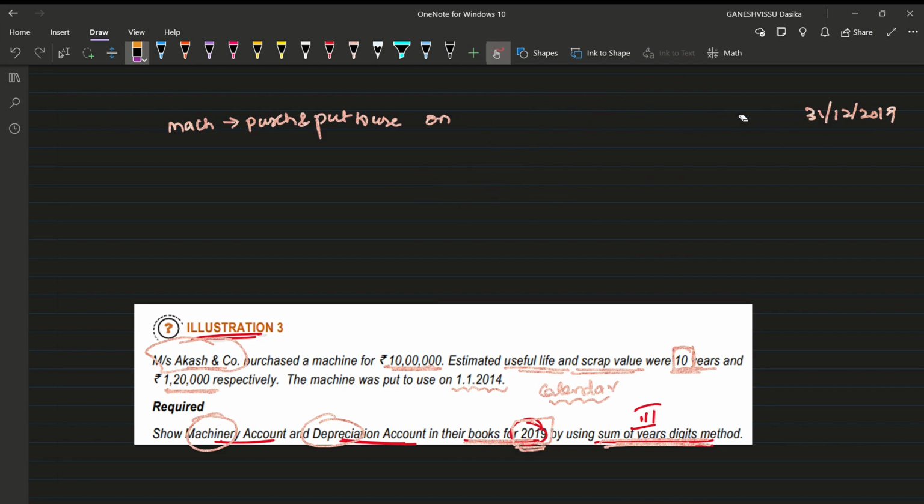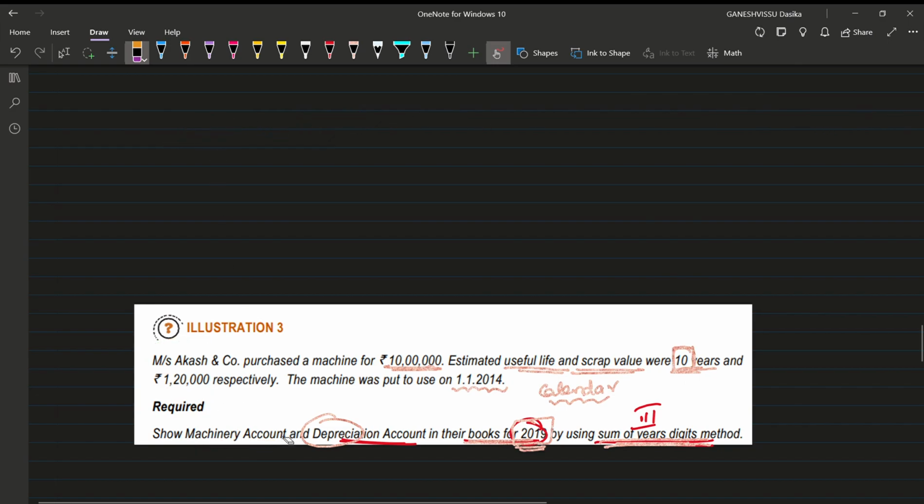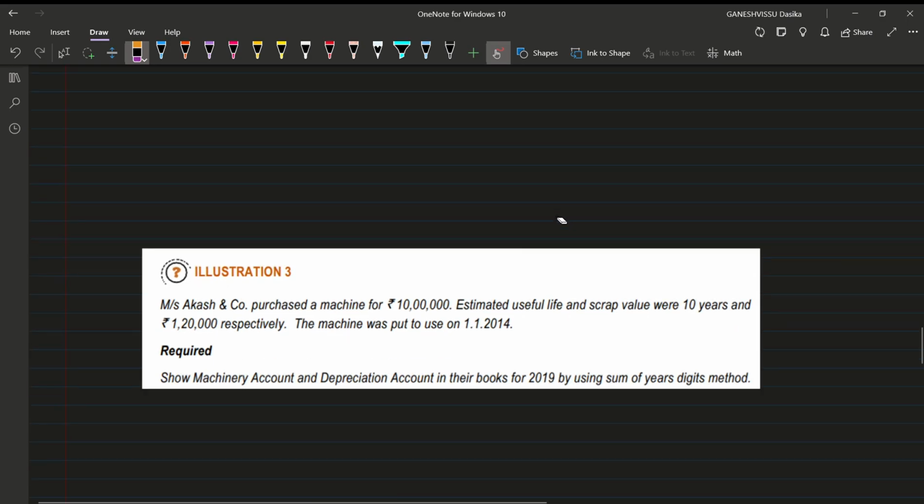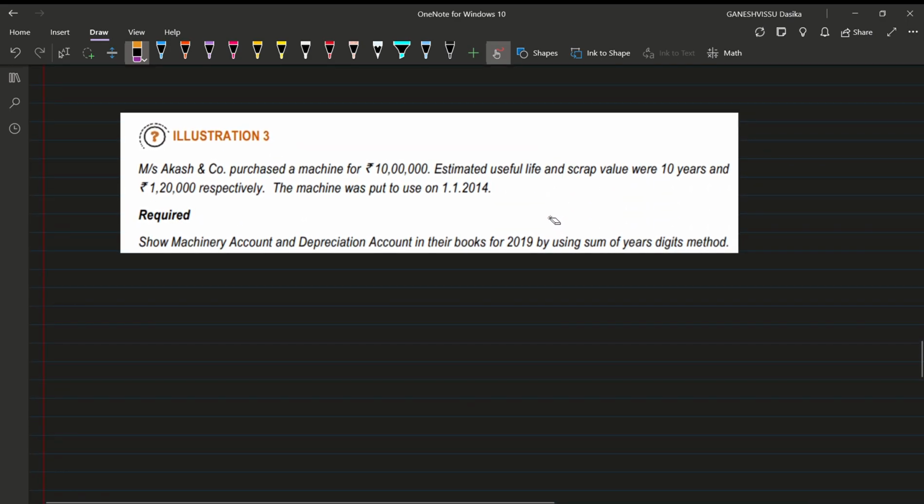First of all, if we want to do this question, we need to write some working notes. We need to calculate the depreciation for 5 years, and later we are going to see the written down value, and thereby we can find out the depreciation. We shall show the machinery account and the depreciation account. Okay, now let us start.